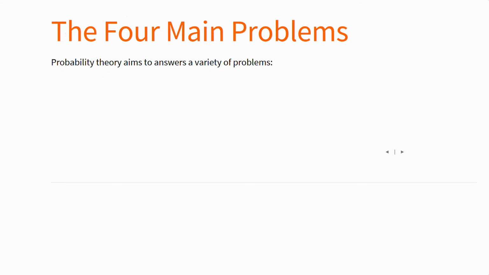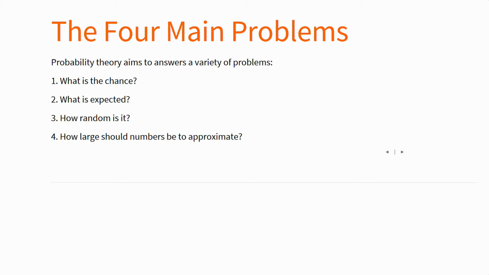Well, probability answers four important questions. Let's take an example. You bet some money in a casino game. What is the chance that you win? What is the expected outcome? Will you lose most of the time? And if so, by how much? How random is this game? Is there cheating behind the scenes? How many times should you play the game in order to approximate the underlying model? Okay, that's a lot. So let's visualize.